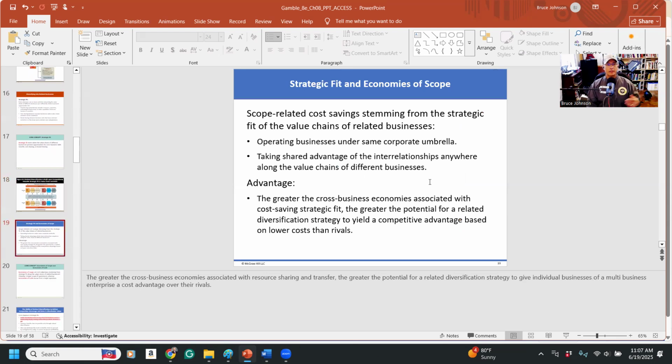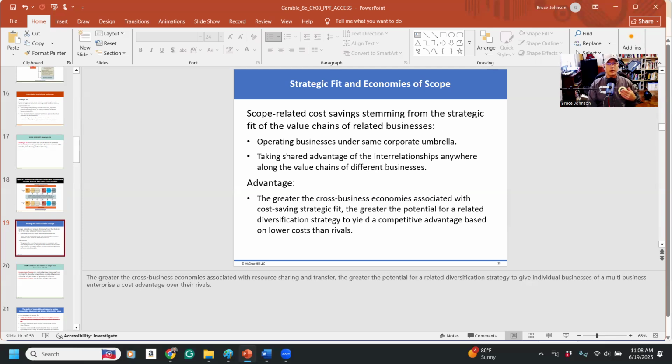And then we talk economies of scope and economies of scale. Scope-related cost savings stem from the strategic fit of the value chains of related businesses. So scope is, well, we're asking how do we operate the firm after the acquisition, or after the organic growth or the venture that we went out in. Okay. Are we going to operate it under the same umbrella, or are we going to have two separate entities, but we're going to have shared interrelationships somewhere in the value chain?